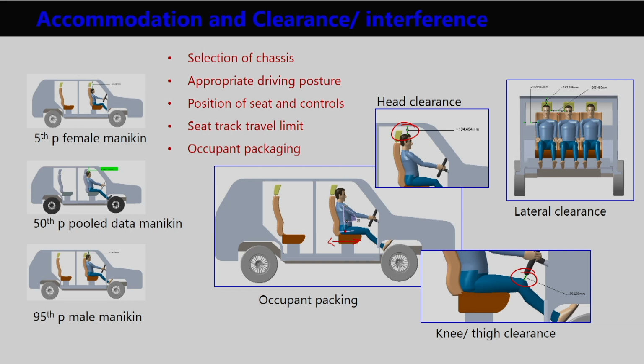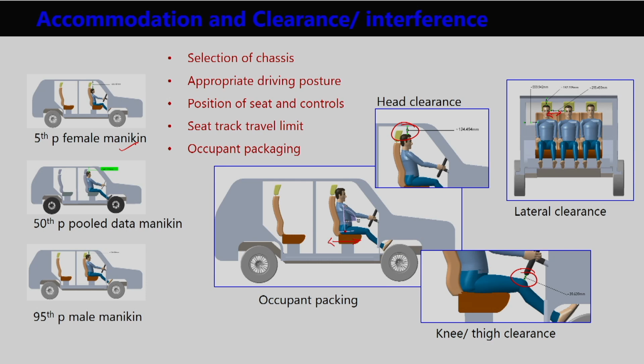So, how much lateral space is available between two passengers or between the driver and the co-passenger, whether that space is sufficient or not, we can visualize and evaluate, and accordingly we can go for design modification.